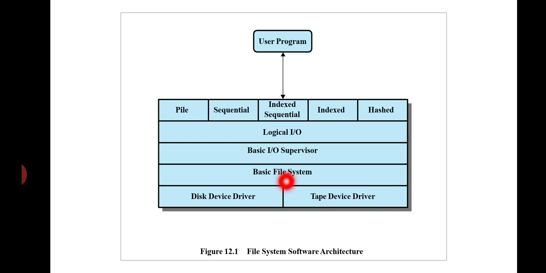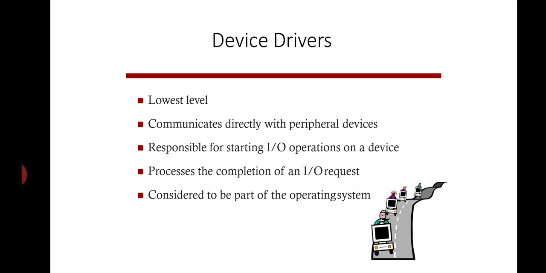We are using the basic file system. Here the supervisor, when the user accesses data through input and output, sends the request to where the data is located. It will access the data and provide it to the user. That is the file system software architecture.